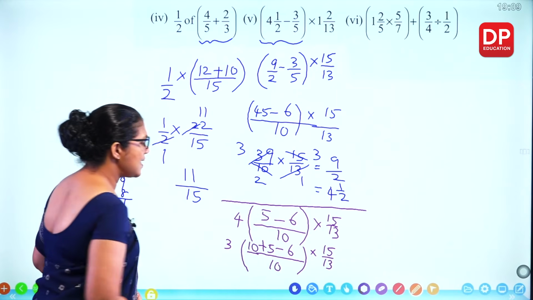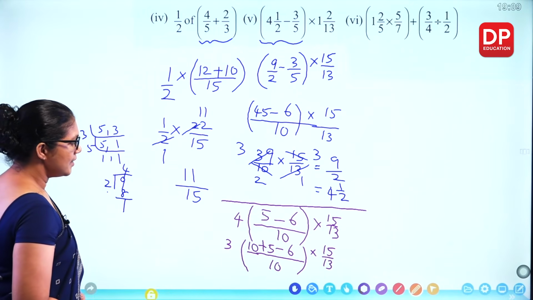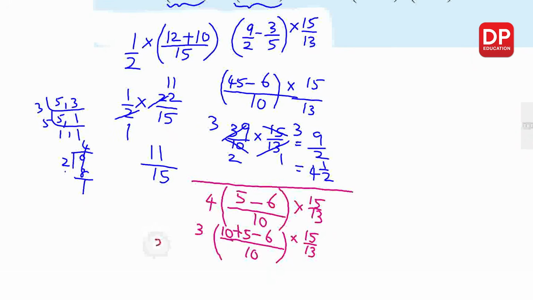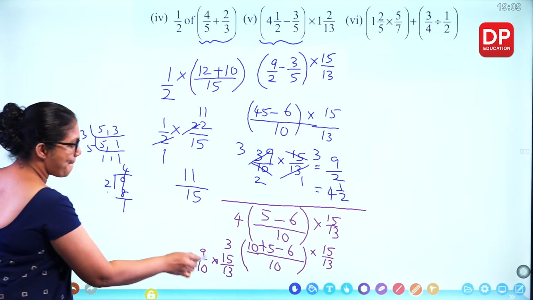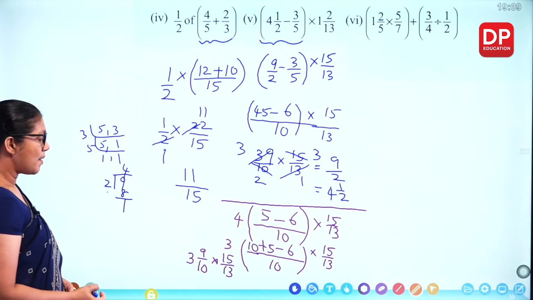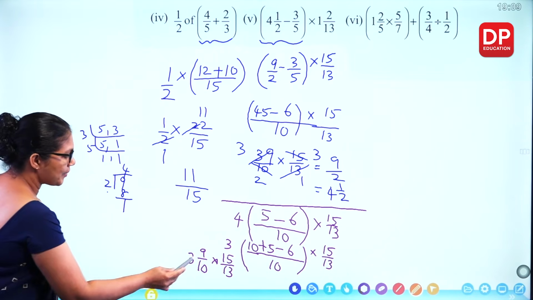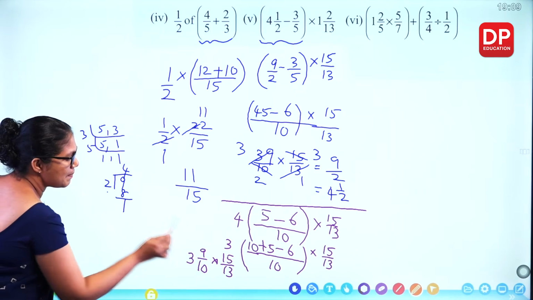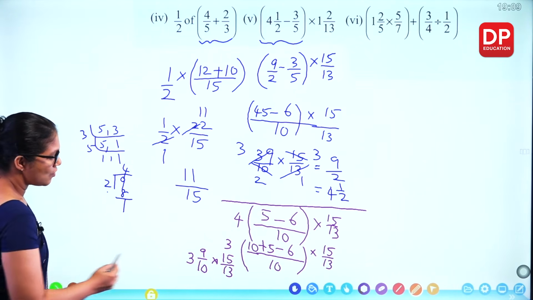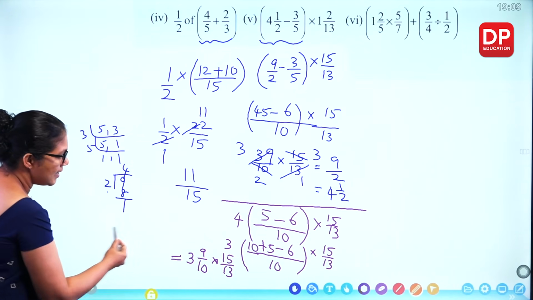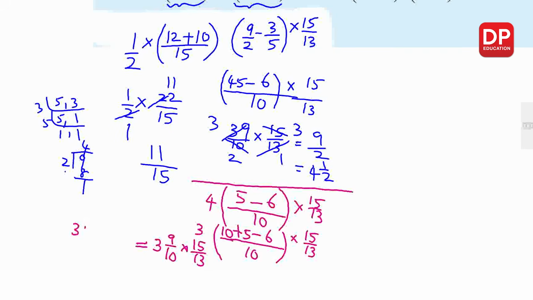15 minus 6 is 9. So you get 3 parts, 9 out of 10 multiplied by 15 over 13. So here you can again convert to an improper fraction. 10 times 3, 30. 30 plus 9 is 39. So I can write here 39 over 10 multiplied by 15 over 13.